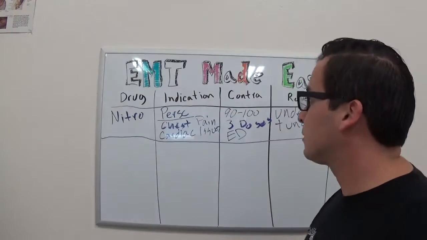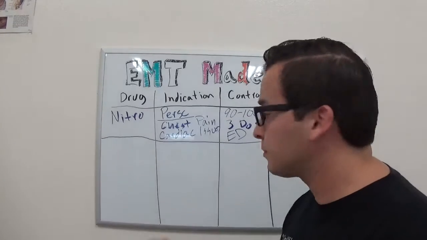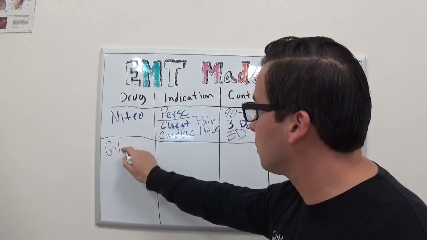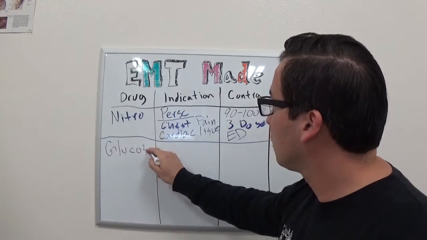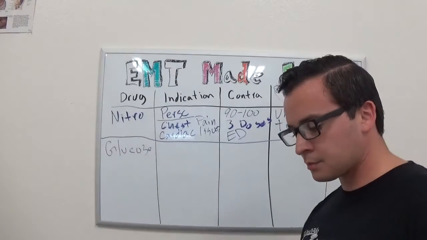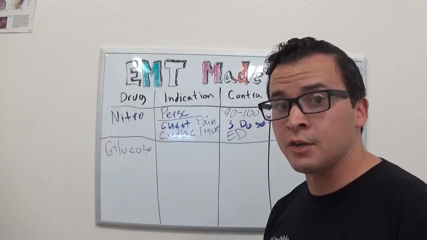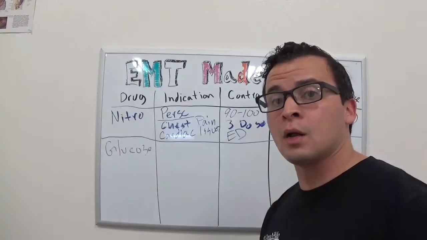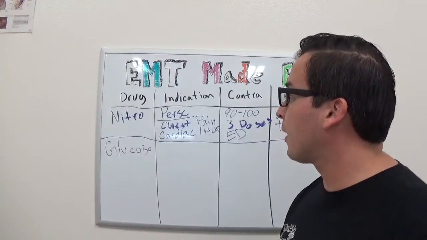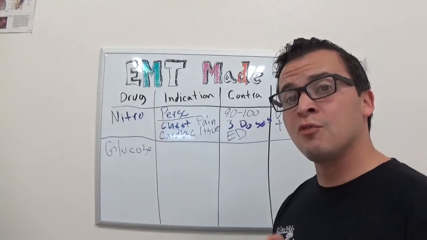Alright, so let's go ahead and talk about glucose. So, glucose. So, indication: you would give this to a diabetic patient. They're mentally altered, they have a low glucose level count, right? So their glucose is low. Or let's say that your patient has a history of being diabetic.